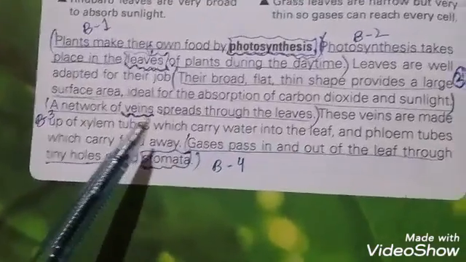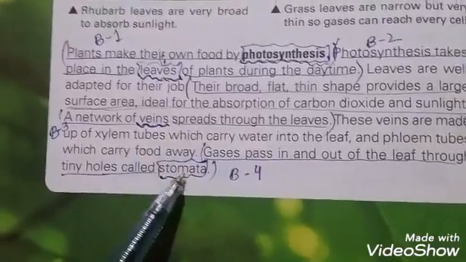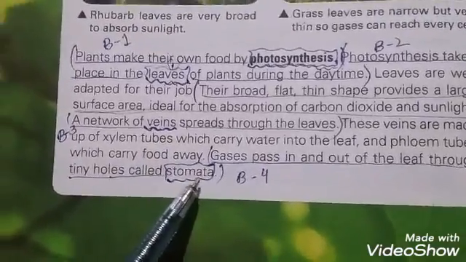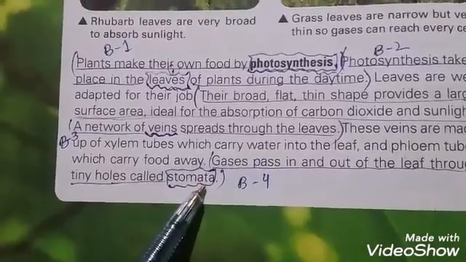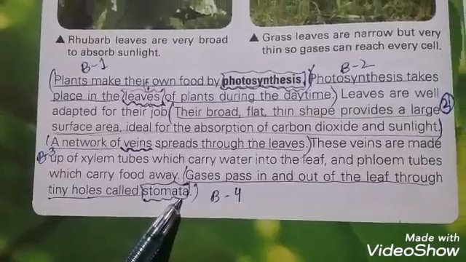Now, veins. A network spread throughout the leaves is known as veins, and stomata. There are many stomata on the underside of the leaf because they help in gaseous exchange.